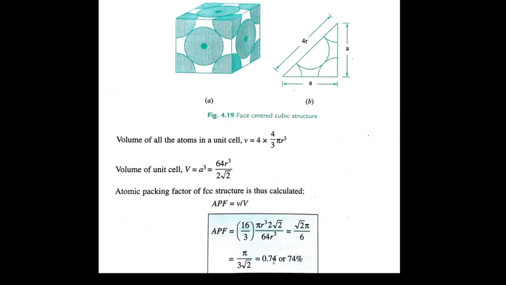And this 0.74, if I need a percentage, I should multiply by 100, तो ये हो गया 74. इसका मतलब ये हुआ कि 74% इज़ द पैकिंग डेंसिटी. माने सिंपल क्यूब में आ रहा था 52%, बॉडी सेंटर में आ रहा था 68%, और फेस सेंटर में हो गया 74%.